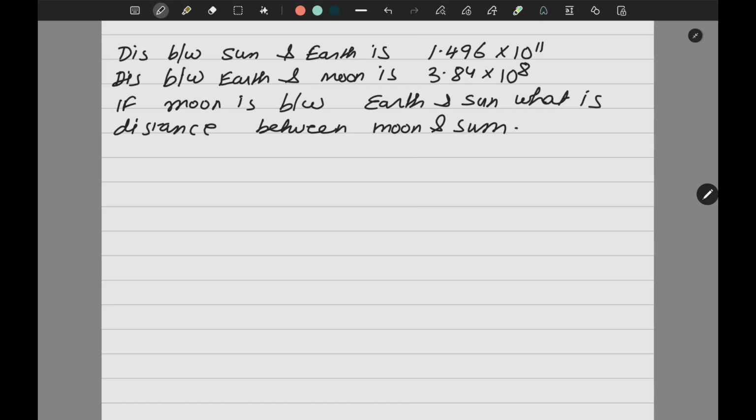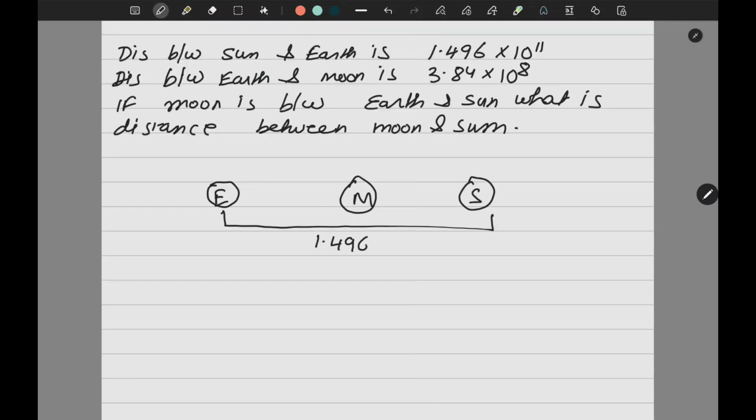Now look at the next question. The distance between the sun and earth is this, and between earth and moon is this. The moon is between the earth and the sun. So let me draw it: suppose this is the moon, between the sun and earth. Now the distance between the sun and earth, meaning this whole distance, is 1.496 into 10 to the power 11.